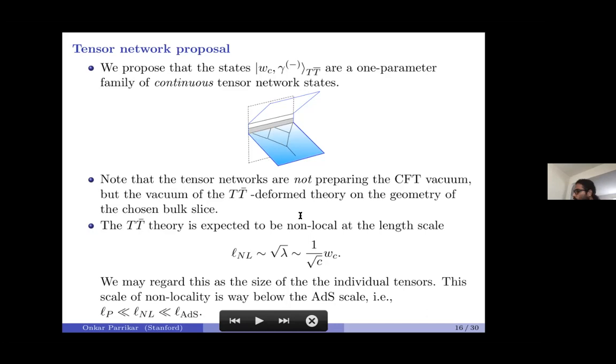And one more comment is that if you think about the length scale of non-locality here, the length scale of non-locality in the T-Tbar deformed field theory is the square root of lambda, lambda being the T-Tbar coupling. Okay, that length scale of non-locality is of course much smaller than the AdS scale, because if you write it in terms of WC and the central charge, it's suppressed with 1/√C. But it's also much greater than L Planck, which is 1/C. So the length scale of non-locality in this T-Tbar deformed field theory is somewhere in between these two length scales.